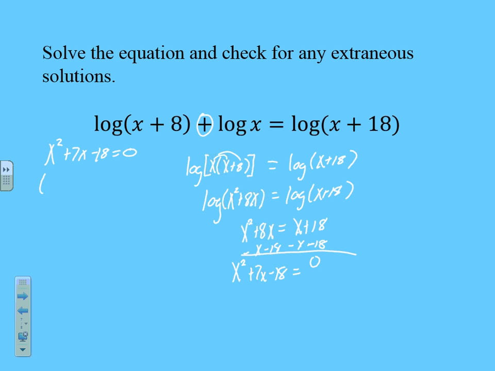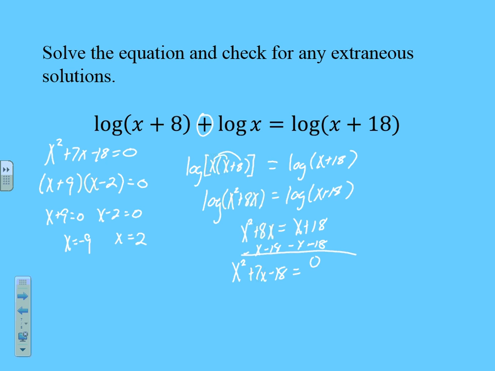So we're going to factor this now. And so the factors of 18 that if I added them together give me a 7 have to be a 9 and a 2. So I'm going to say x plus 9 and then x minus 2. So there we go. And solve each factor. So x plus 9, set that equal to 0. And the x minus 2, set that equal to 0. So here I get x to be a negative 9. And here I get x to be a positive 2.